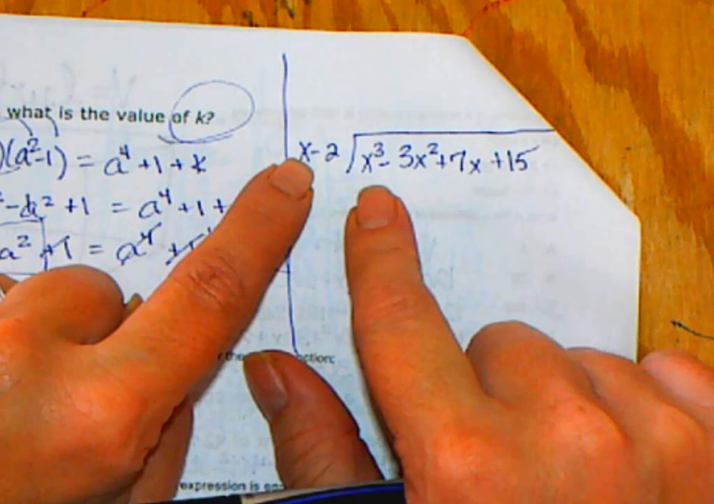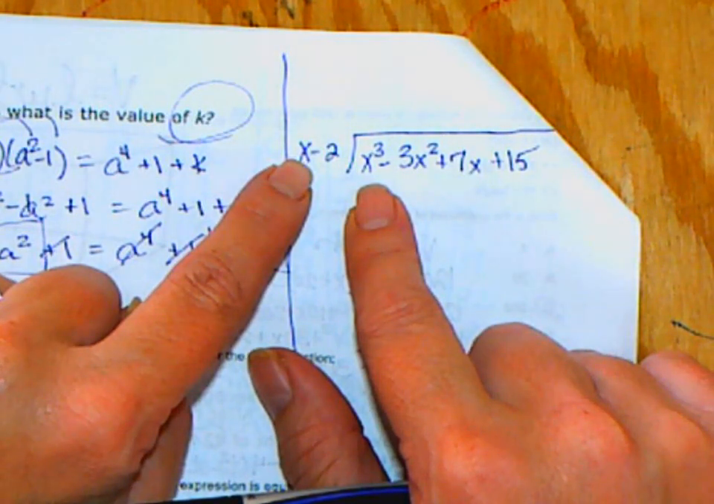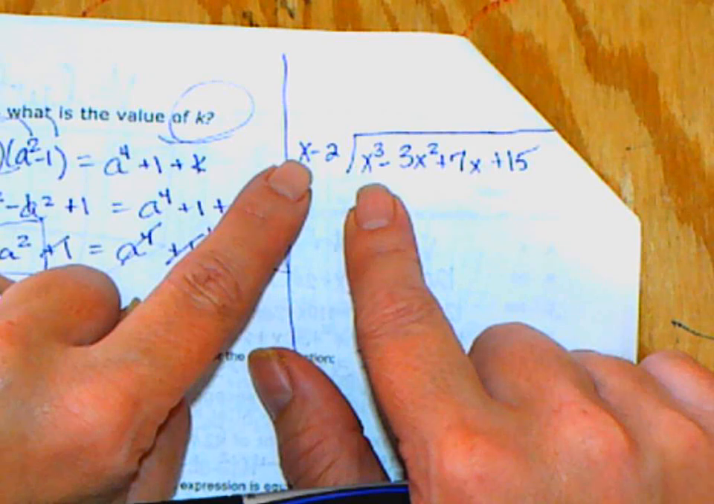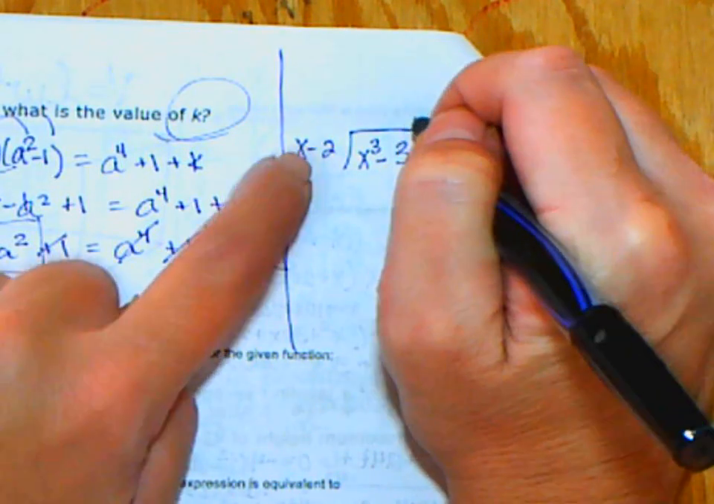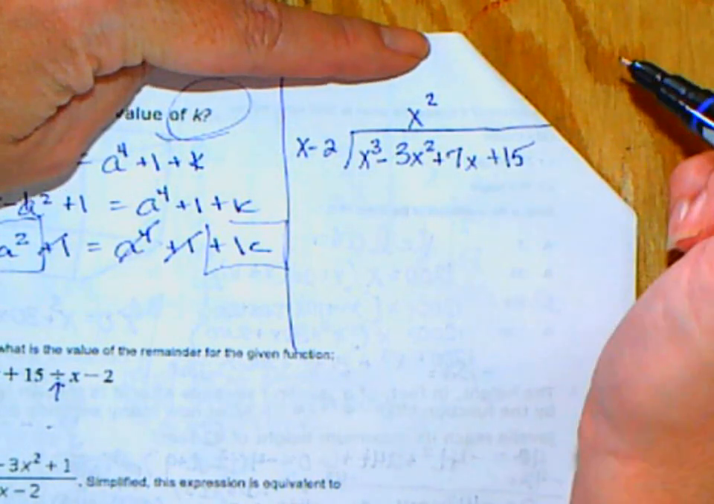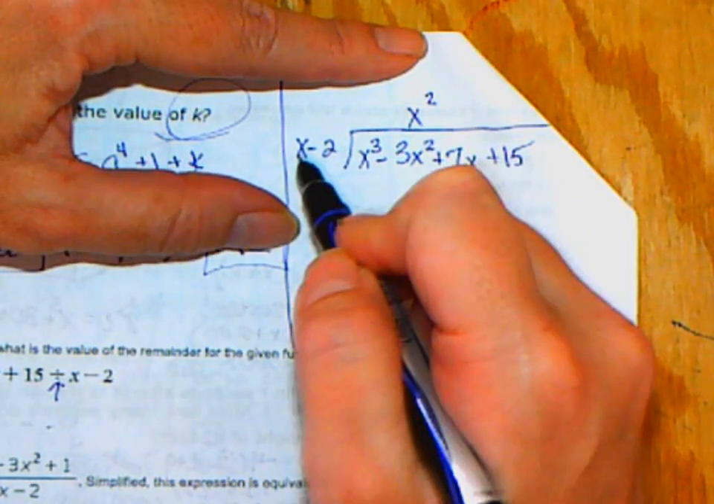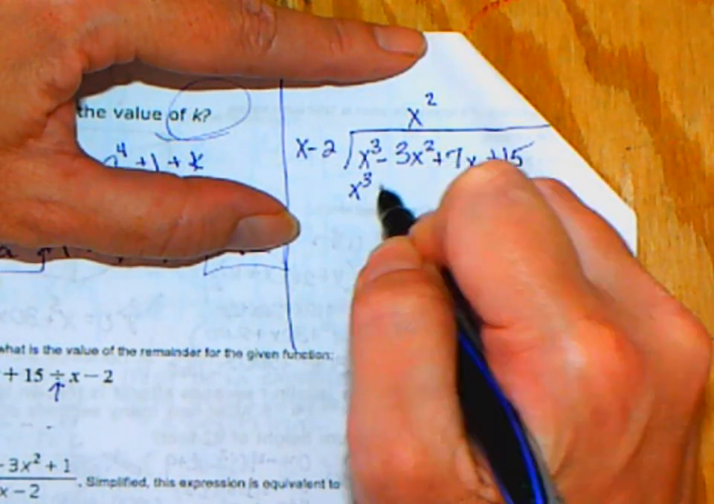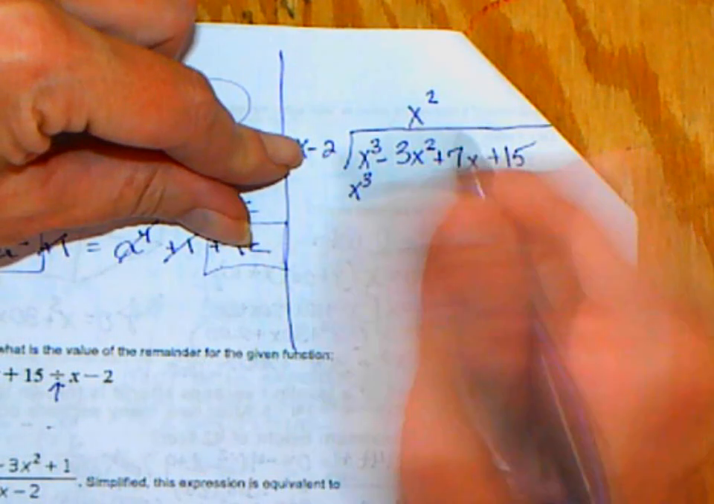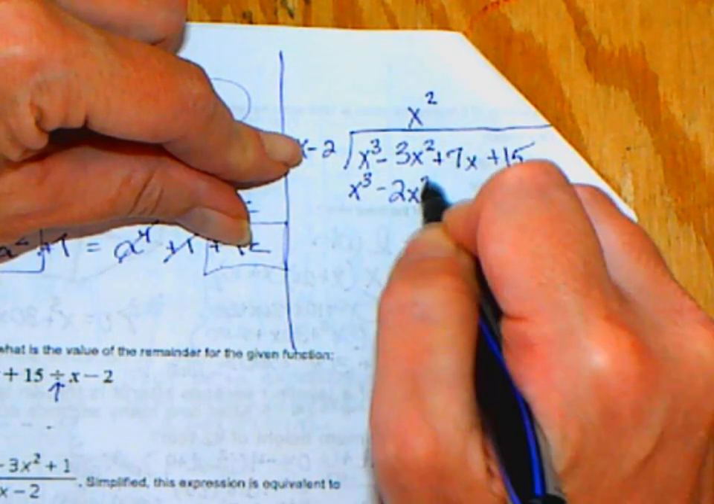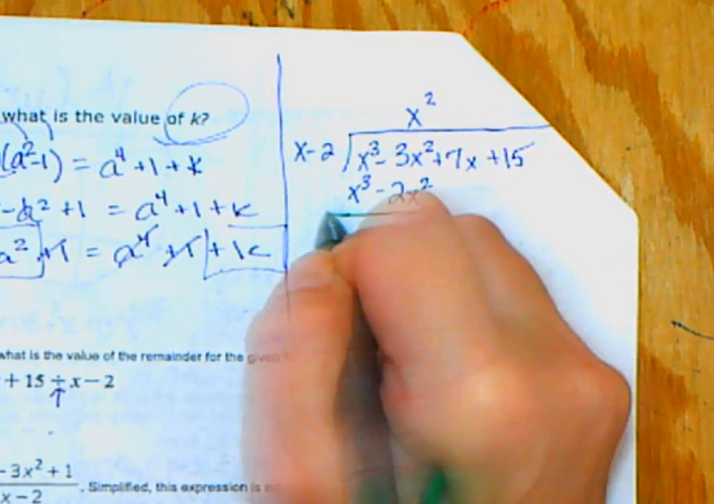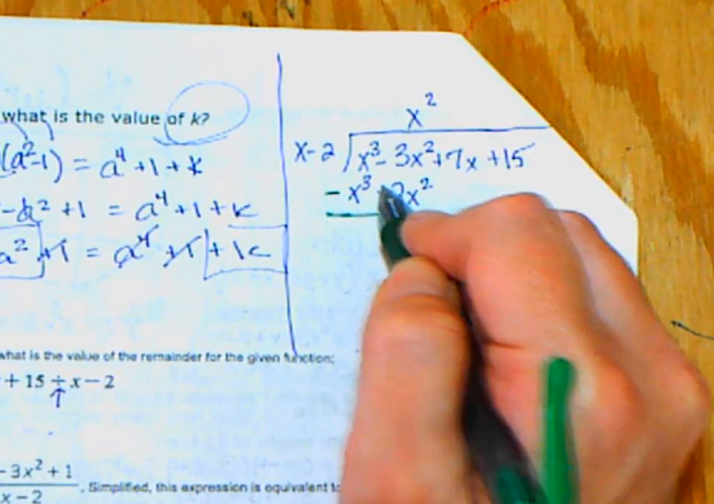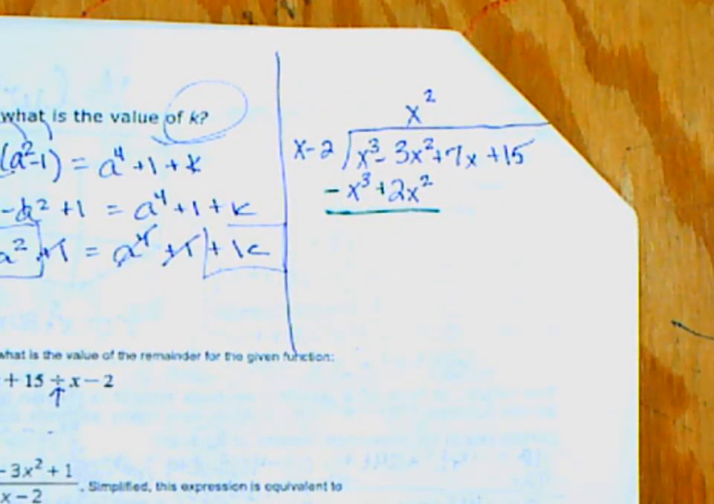X times what is x cubed? X squared, right? So that's a quadratic, so I put it above the quadratic term, so everything's got to line up. And then I multiply. X squared times x is x cubed. X squared times negative 2 is negative 2x squared. And then we draw a line and change the signs of all the terms you have there. Not just the first one, but all of them.